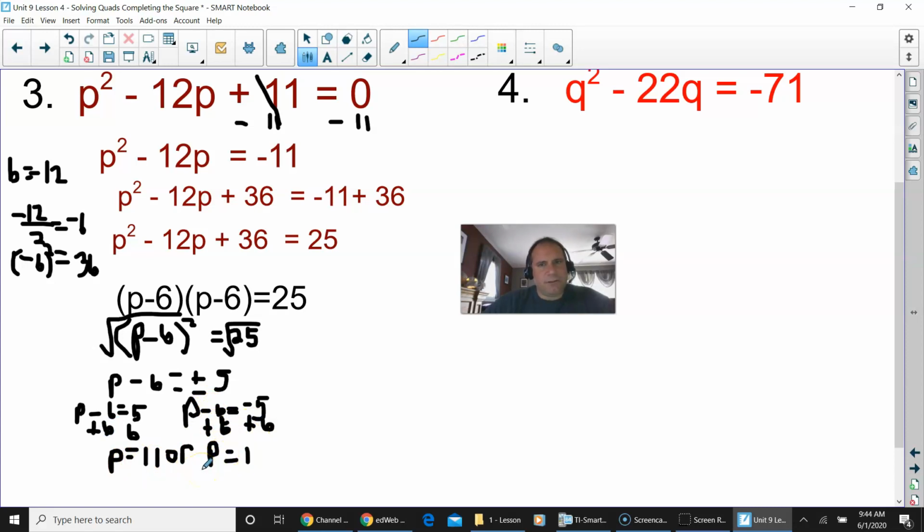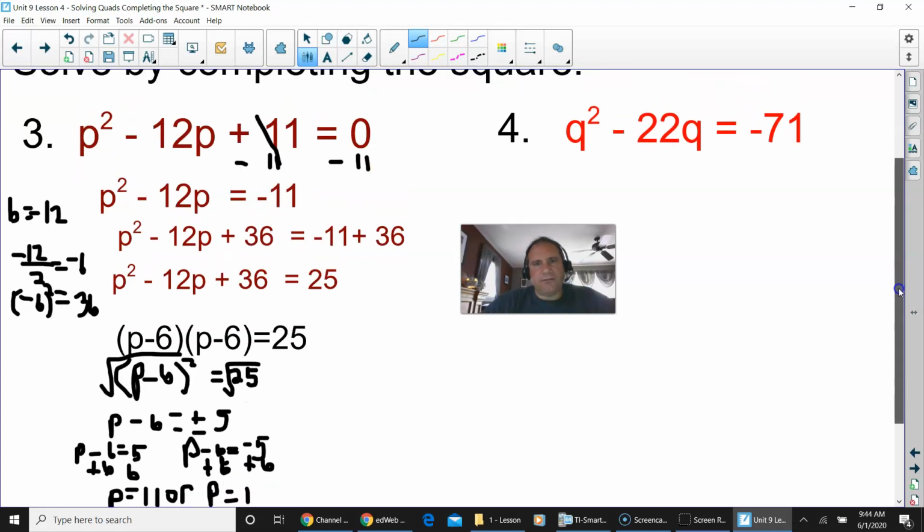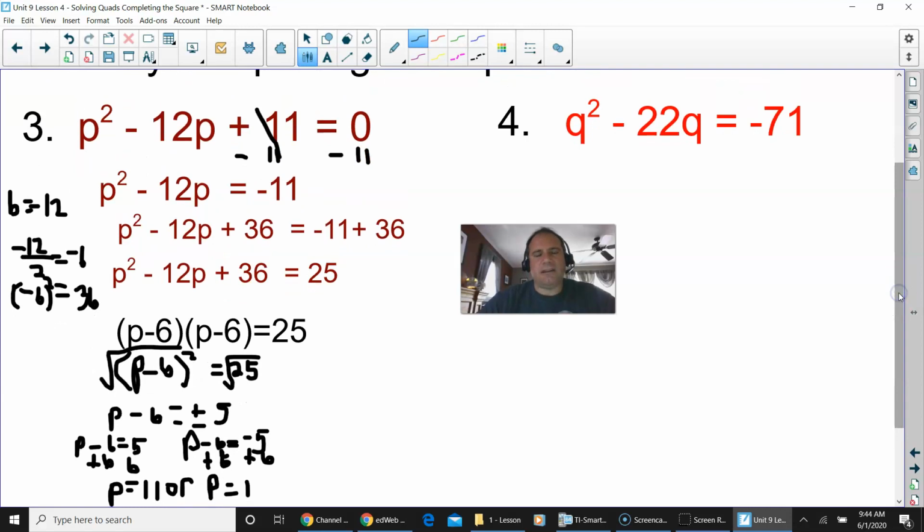These are the roots. Go ahead and see if you could move over to number 4 and try that out. Remember, this negative 71 is in the right spot already. You don't have to do that minus 11 thing that I did here for number 3. Go ahead, try that problem. Now you can press play to see the answers.